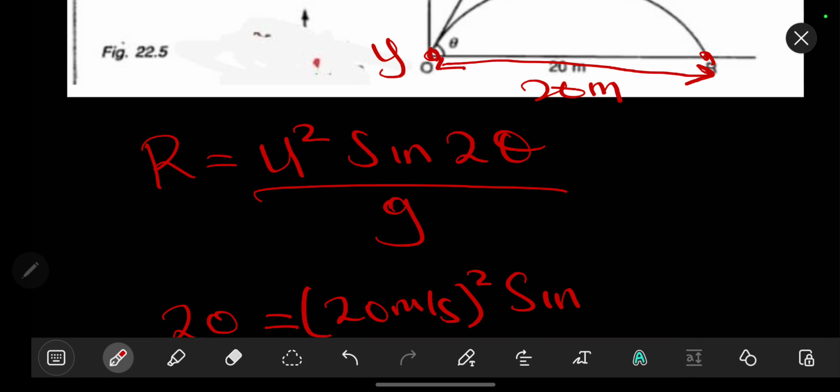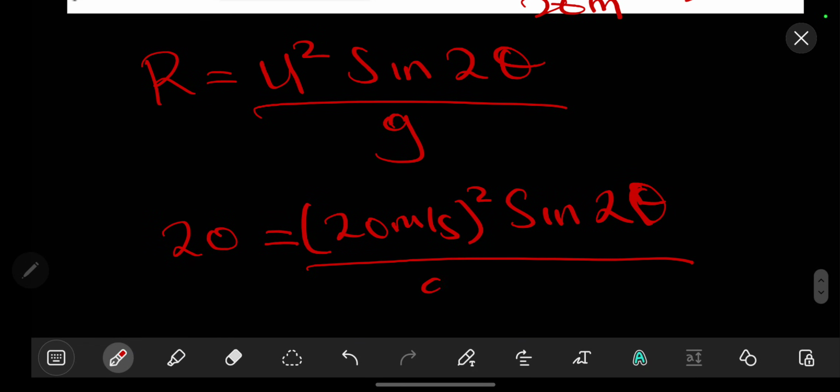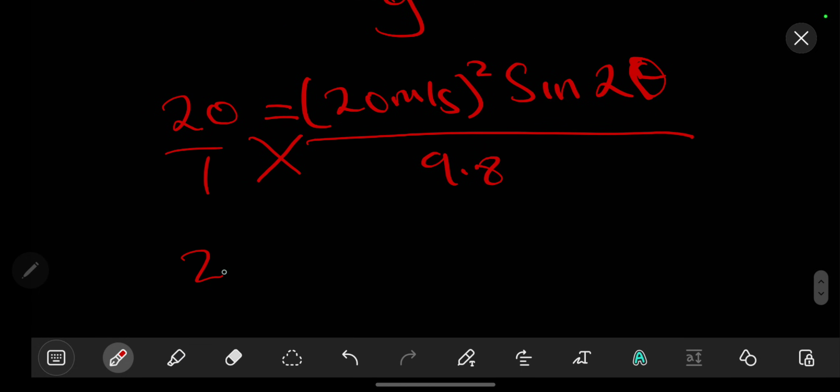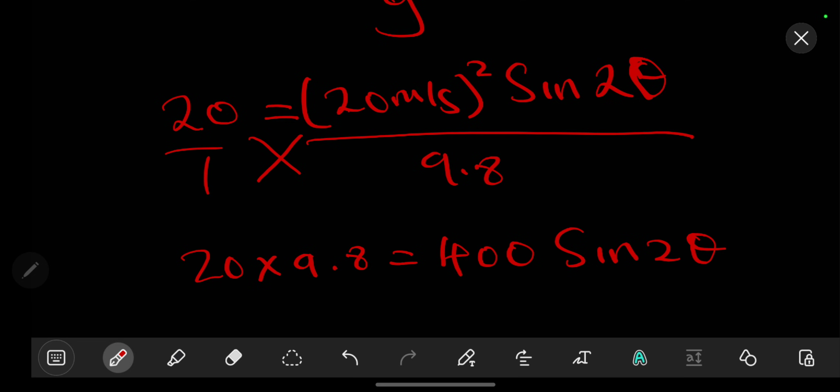Then we have the sine of 2 theta is equal to, we have a theta we don't know, over our g, which is equal to 9.8. So we are going to cross multiply. 20 times 9.8 should be equal to 20 squared, which gives us 400, times the sine of 2 theta.